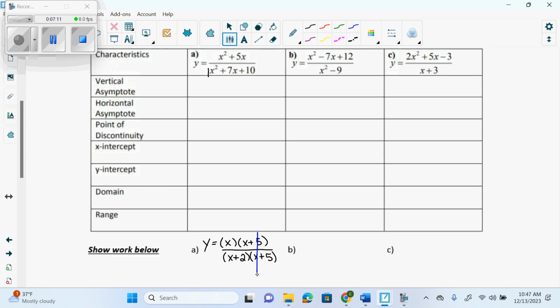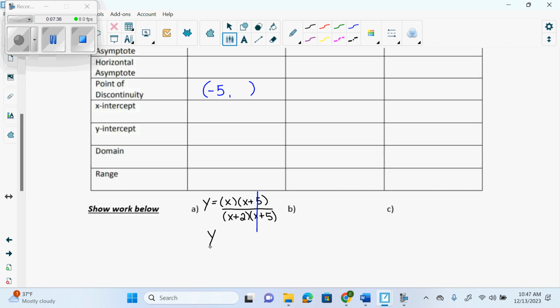The x plus 5 canceled off. What x correlates with x plus 5? x equals negative 5. I just found the x of my point of discontinuity, didn't I? Okay. What's left over is my new equation, which is x over x plus 2. So that's what I'm going to end up graphing with an open dot at negative 5 and some.